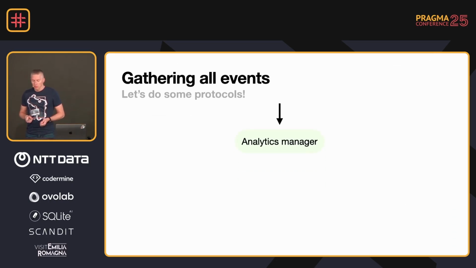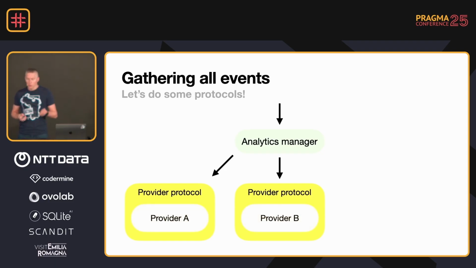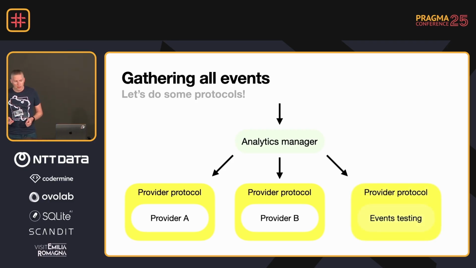How do we approach gathering of all events? It's relatively simple. We create a dependency, which is an analytics manager, and pass it to business logic, which could invoke events. And it has an array of analytics providers. For example, two of them might be normal analytics providers, like TelemetryDeck or Firebase, and we could inject any number of special providers, which will actually intercept all events which are happening inside the app.